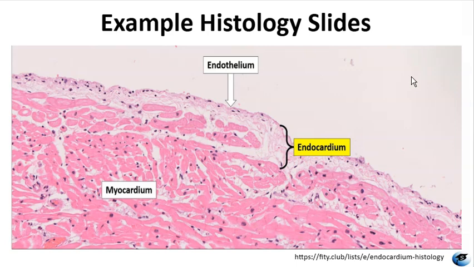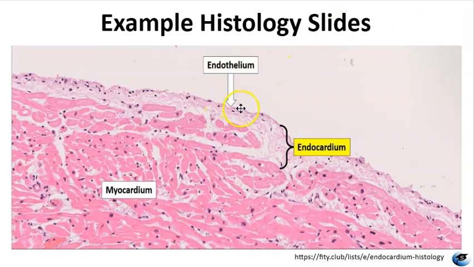Endothelium is the smooth inner lining. It's part of the endocardium, as we discussed, and it's going to appear as a much thinner layer of squamous cells, and you want to use those kinds of cues to identify these structures on the histology slides. This is a sample histology slide, and you can see how it can be kind of difficult to see these layers unless you know what you're looking for.